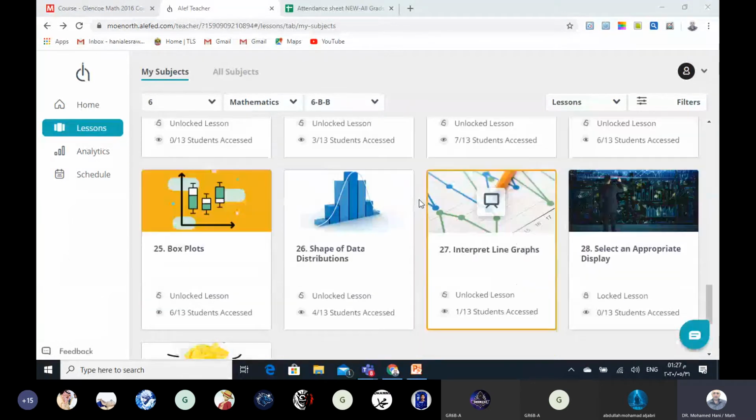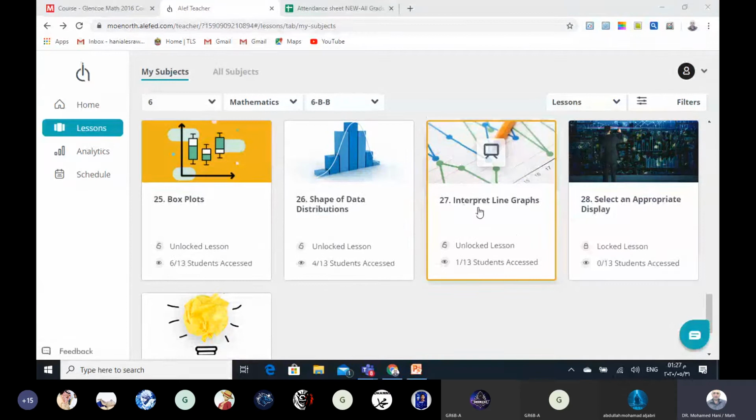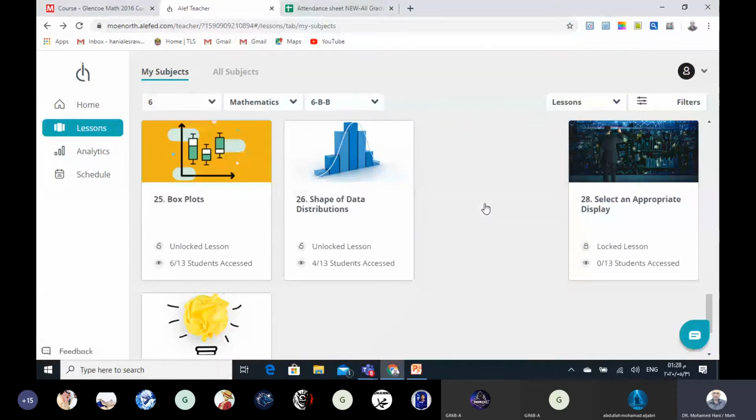This is our lesson today. Interpret line graphs. The number of our lesson today is 27.